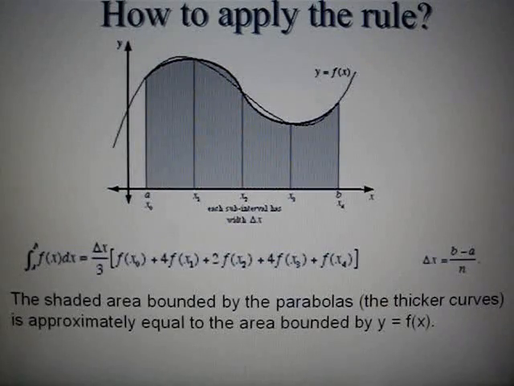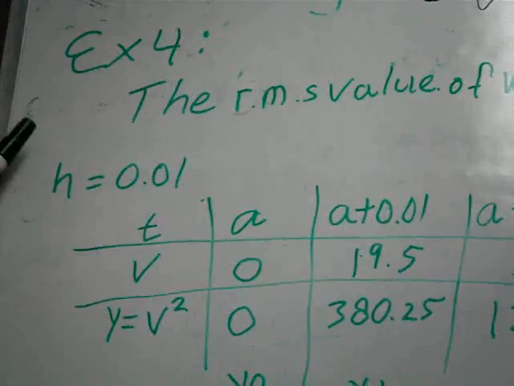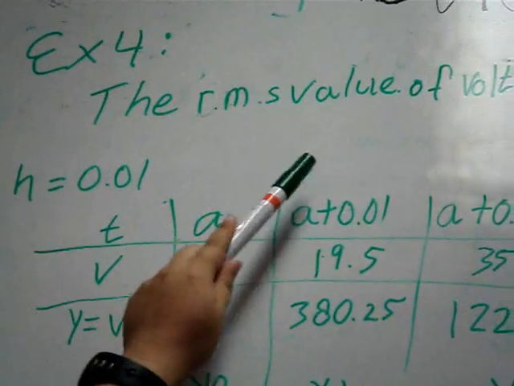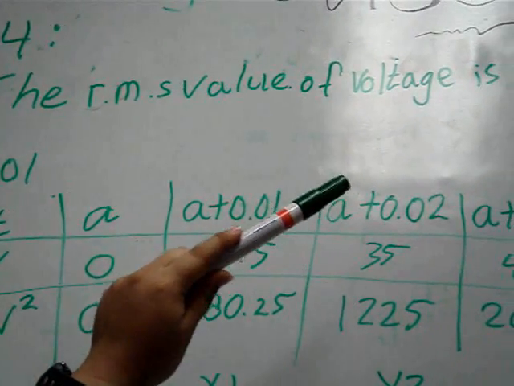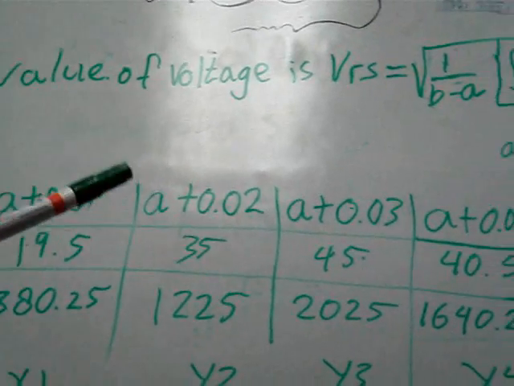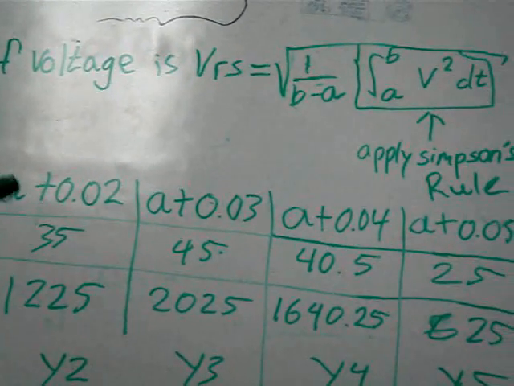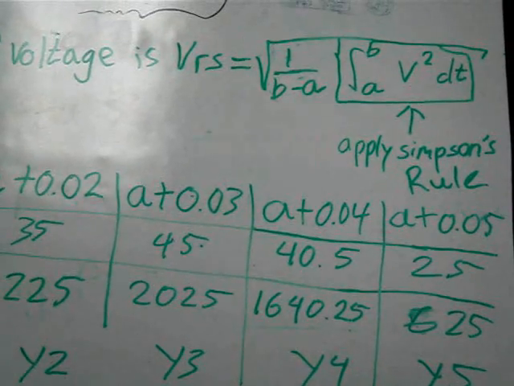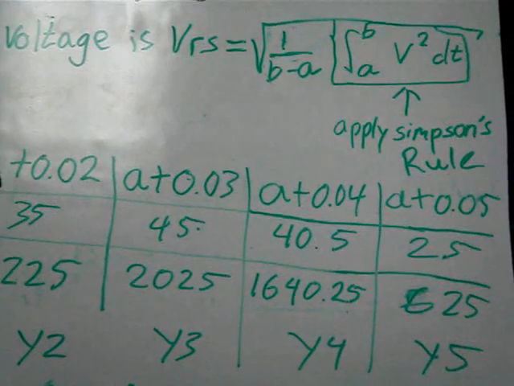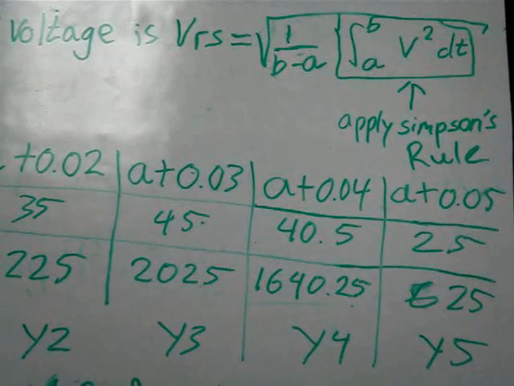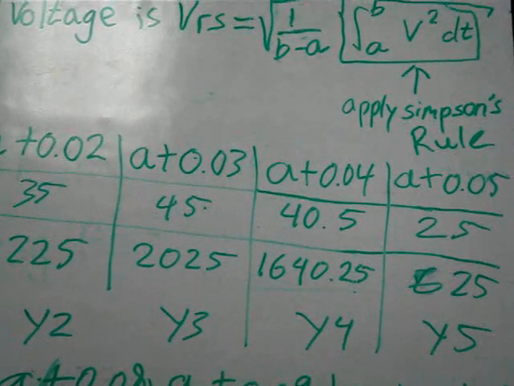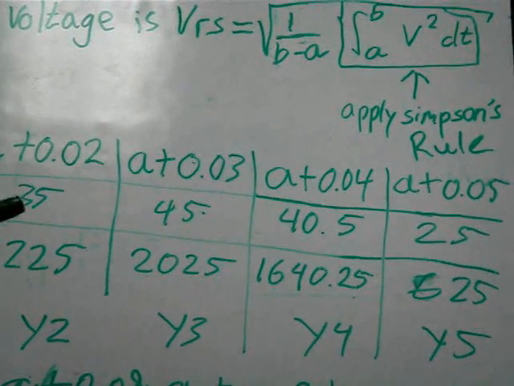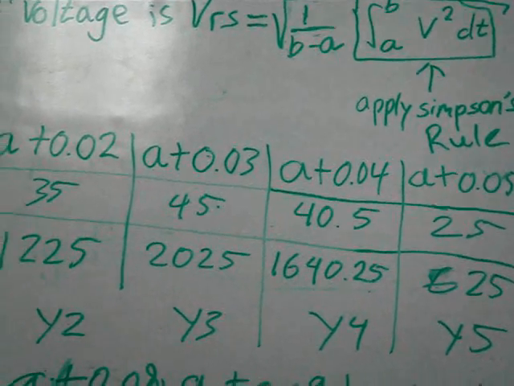Okay, now let me show you example 4. Example 4: the RMS value of voltage is V_RMS equals the square root of 1 over (B minus A) times the integral from A to B of V squared dt. For the integral of V squared dt, we can apply Simpson's rule.